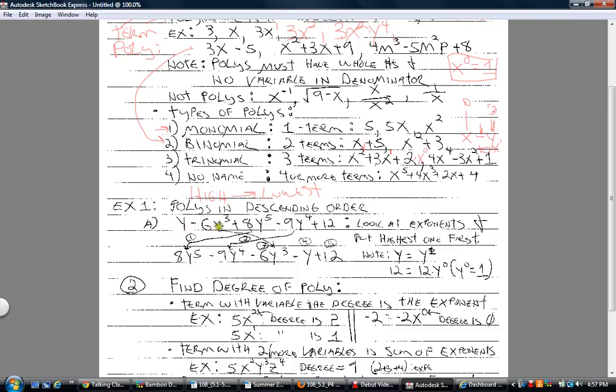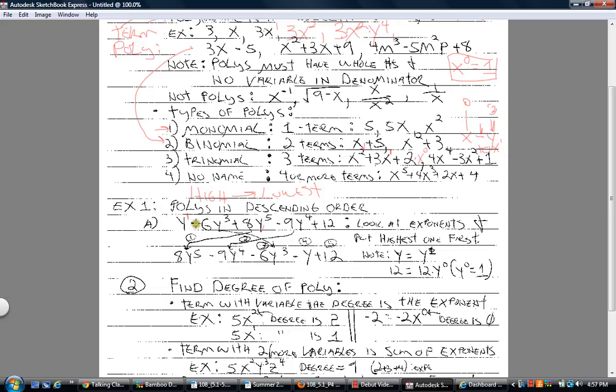So you look at this example here: y to the first, y to the third, y to the fifth, y to the fourth. So here's the highest one, 8y to the fifth. It goes first. What's the next one? You might want to do a little check mark system as you're doing this. Y to the fourth is the next highest, so you bring it down.